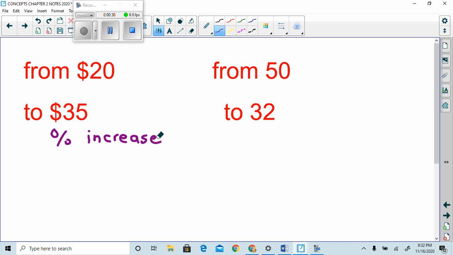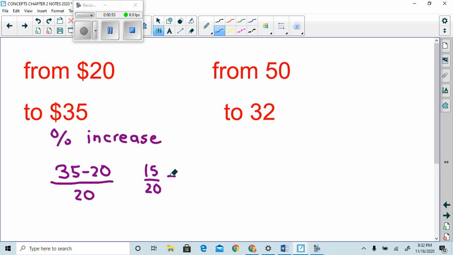The next thing I'm going to do is find the amount of change. So when I'm looking at percent change, I'm going to find the difference. I'm going to place that base number as my original or starting amount. I will simplify the top and I see that I have 15 over 20.